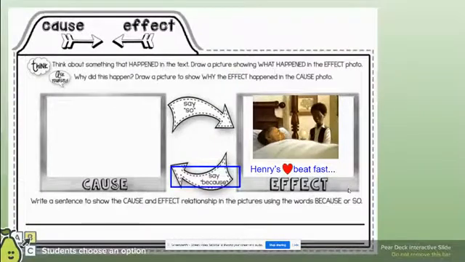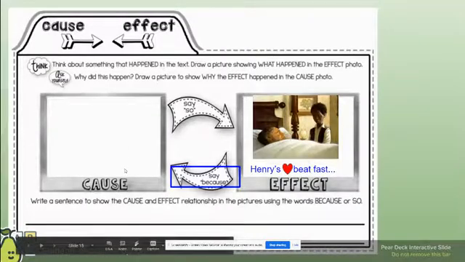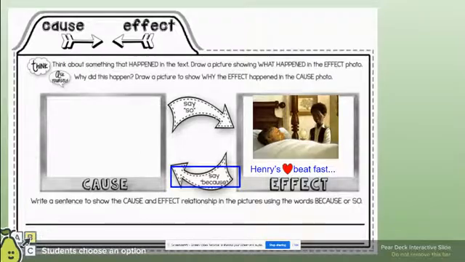Okay, how about this one? Henry's heart beat fast because, you're going to get to choose a reason in the Pear Deck. And I'm actually going to stop here because when you go to the Pear Deck, it's going to let you choose some answers and interact with it. But I want you to think about while you're doing it, if it starts with the effect, if it starts with what happened, you can say because and find out the why. If it starts with the why, you can say so, and then you can say what happened.